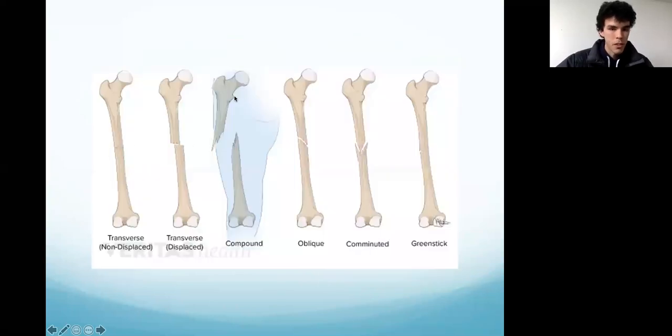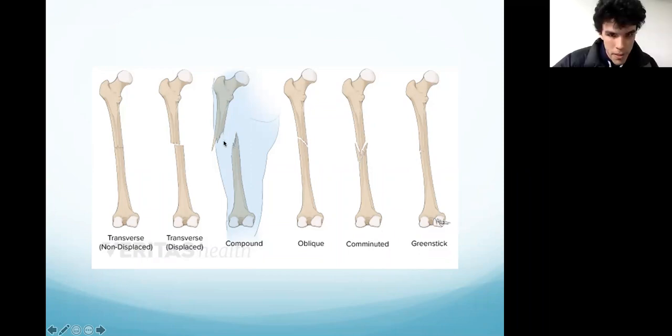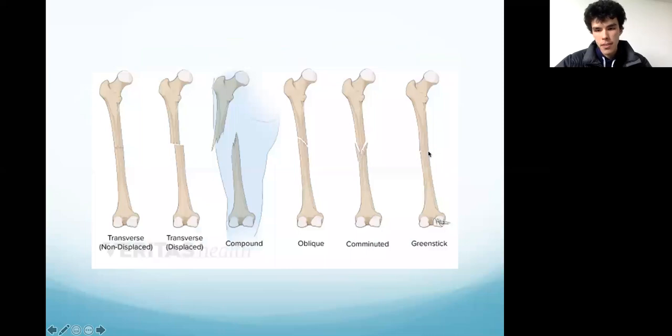So this is just some pictures of what each of those might look like. So transverse, across, this is displaced now. Compound fracture, so there's probably more pieces of it somewhere. And also you can see it's quite jagged. Oblique, comminuted, now we've got all these little pieces around, and greenstick, where we fractured one side through the periosteum, but we haven't made it to the other side.